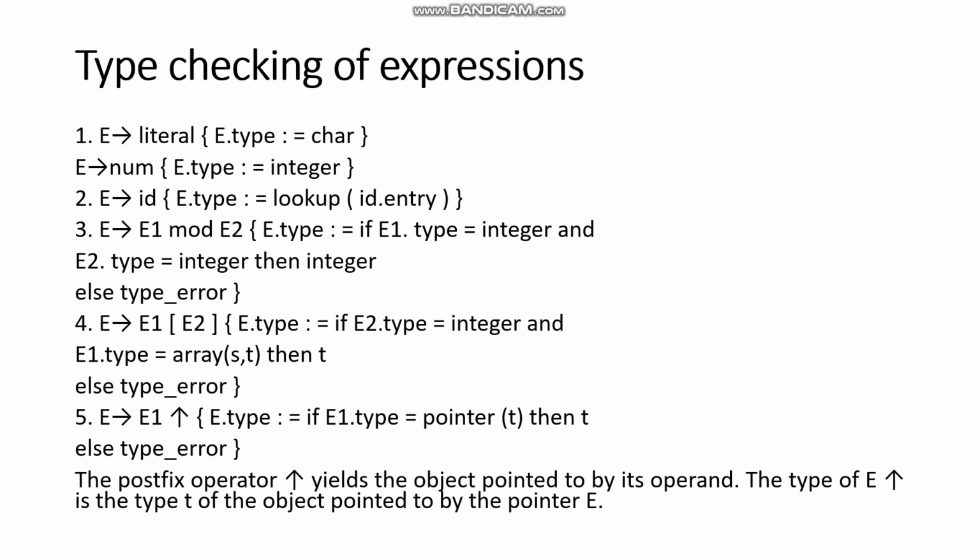Next, the fifth one, E1 pointer. If E1 is a pointer, then it is fine; if it is not a pointer to a correct value, then it should give the type error. As we already said, the postfix operator yields the object pointed to by its operand. The type of E is the type T of the object pointed to by the pointer.